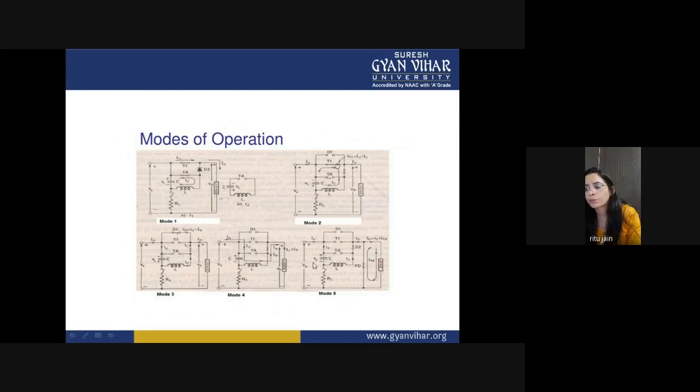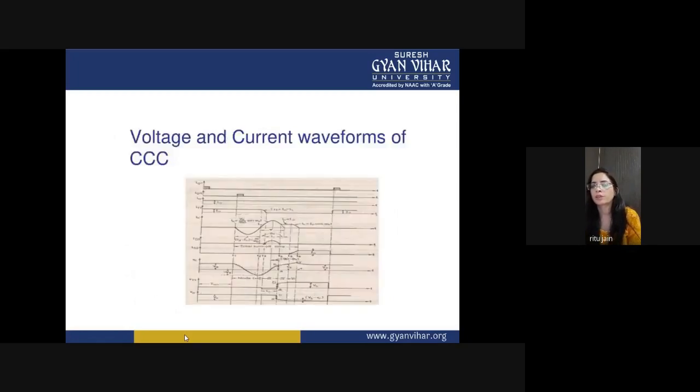In fifth mode, only the freewheeling diode will conduct, because this diode will be turned off. So the current will flow only through this freewheeling diode. Okay, so this is your current commutation process, which has 5 modes, and these are the voltage and current waveforms of the current commutated chopper.